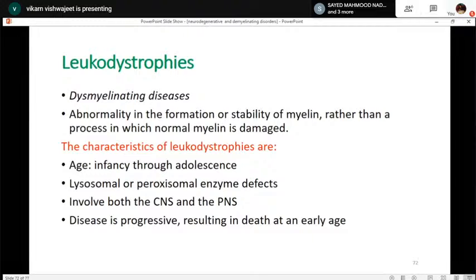So a few points about the leukodystrophies. Leukodystrophies are demyelinating diseases, and here there is abnormality in the formation of myelin rather than a process in which normal myelin is damaged. So till now, whatever we have seen, the myelin is damaged, but in this disease there is abnormality in the formation of myelin. Leukodystrophies are mainly seen in children, and are due to lysosomal and peroxisomal enzyme defects. They can involve both the central nervous system as well as the peripheral nervous system. The disease is usually progressive and results in death at an early age.